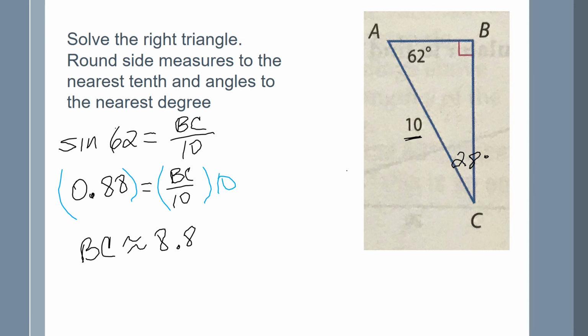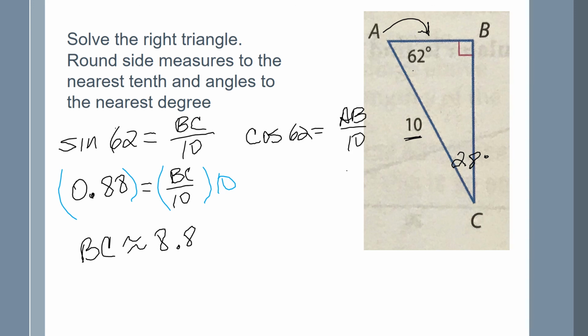So now we have to do AB. Well, I'm going to stick with 62 degrees here, and that's got to be a cosine, right? Because AB is adjacent to angle A. So the cosine of 62 is equal to AB over 10.